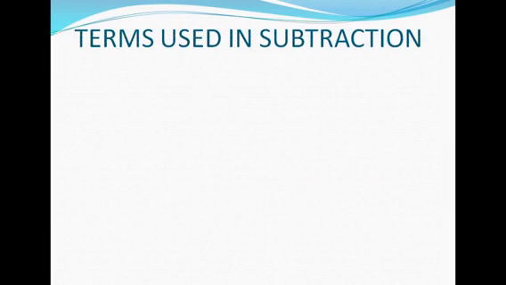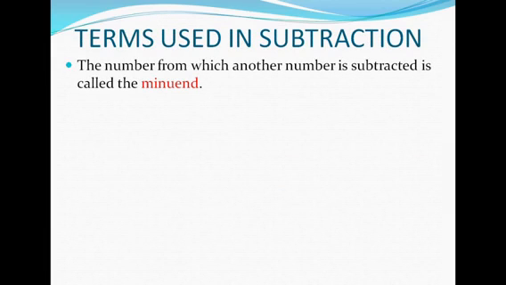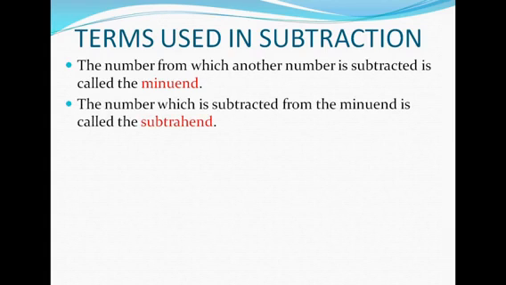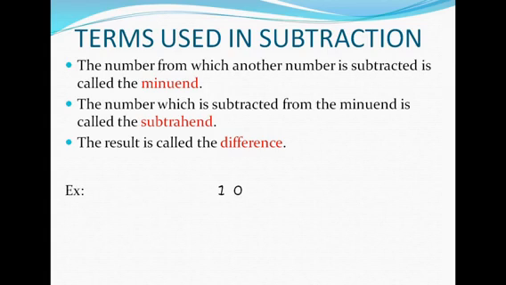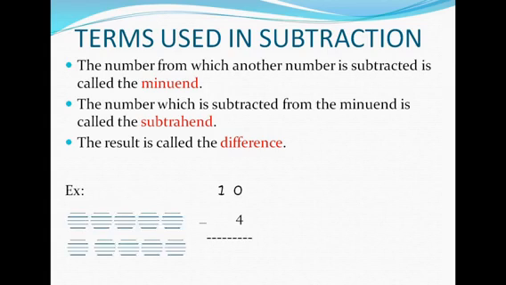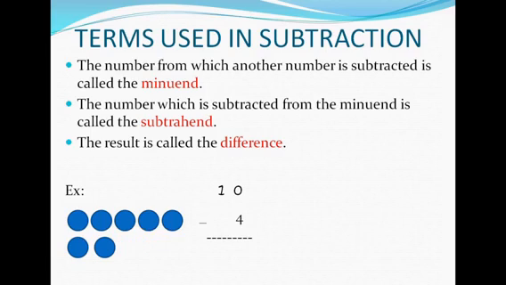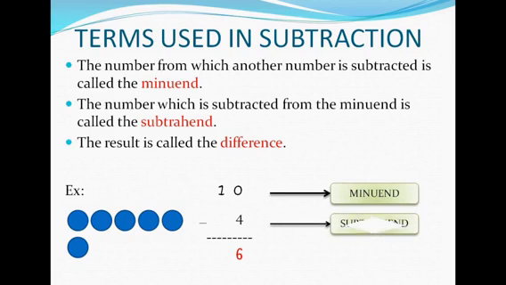Let's see what are the terms we use for the numbers we subtract. The number from which another number is subtracted is called the minuend. The number which is subtracted from the minuend is called the subtrahend. The result we get after subtraction is called the difference. Example, take away 4 from 10. We get 6. Here 10 is the minuend, 4 is the subtrahend, and 6 is called the difference.